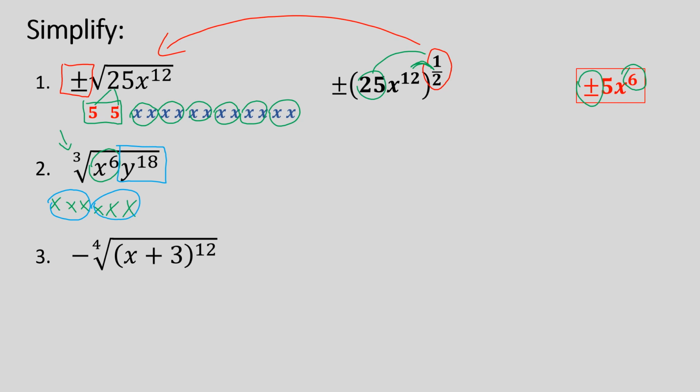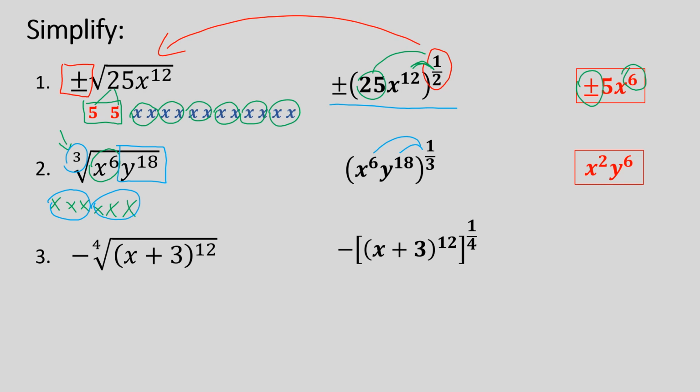The other way we could write this is just like we did up here. Cube root is to the 1/3 power, and we can just treat this as a multiplication problem, and we'd get that same answer. 2 groups of 3 x's, 6 groups of 3 y's, or just multiply those exponents to get x squared y to the 6th. All right, number 3, fourth root this time. We have x plus 3 inside the parentheses to the 12th power. We really have x plus 3 times itself 12 times, right? So it would look like that.